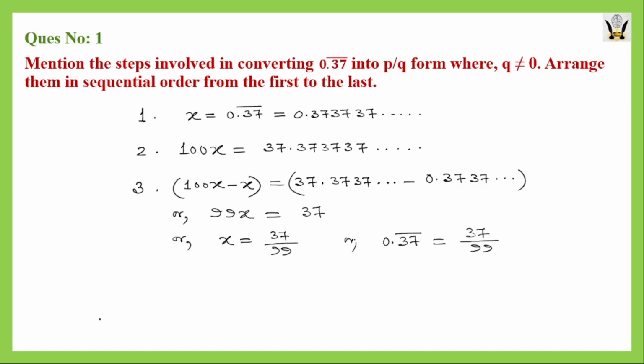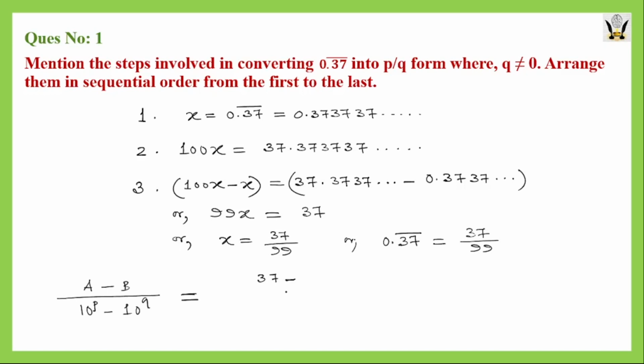Now this type of problem we can also solve by using a formula or a shortcut trick, and that formula is a minus b divided by 10 to the power p minus 10 to the power q, where a is the whole number that we obtain by writing the digits in order. That means without the decimal point and without repetition. Here the given number was 0.37 bar, so the digits were 3 and 7. So the whole number will be 37.